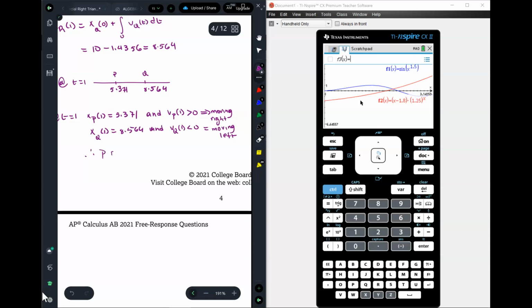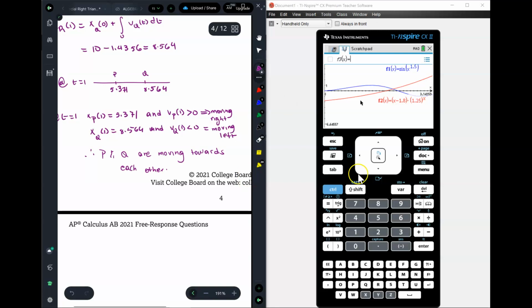How do we know the velocity is less than 0? I lost you there. Is that based just on the graph? Yes, because the graph is the velocity of Q and it's underneath the x-axis. Okay. All right.